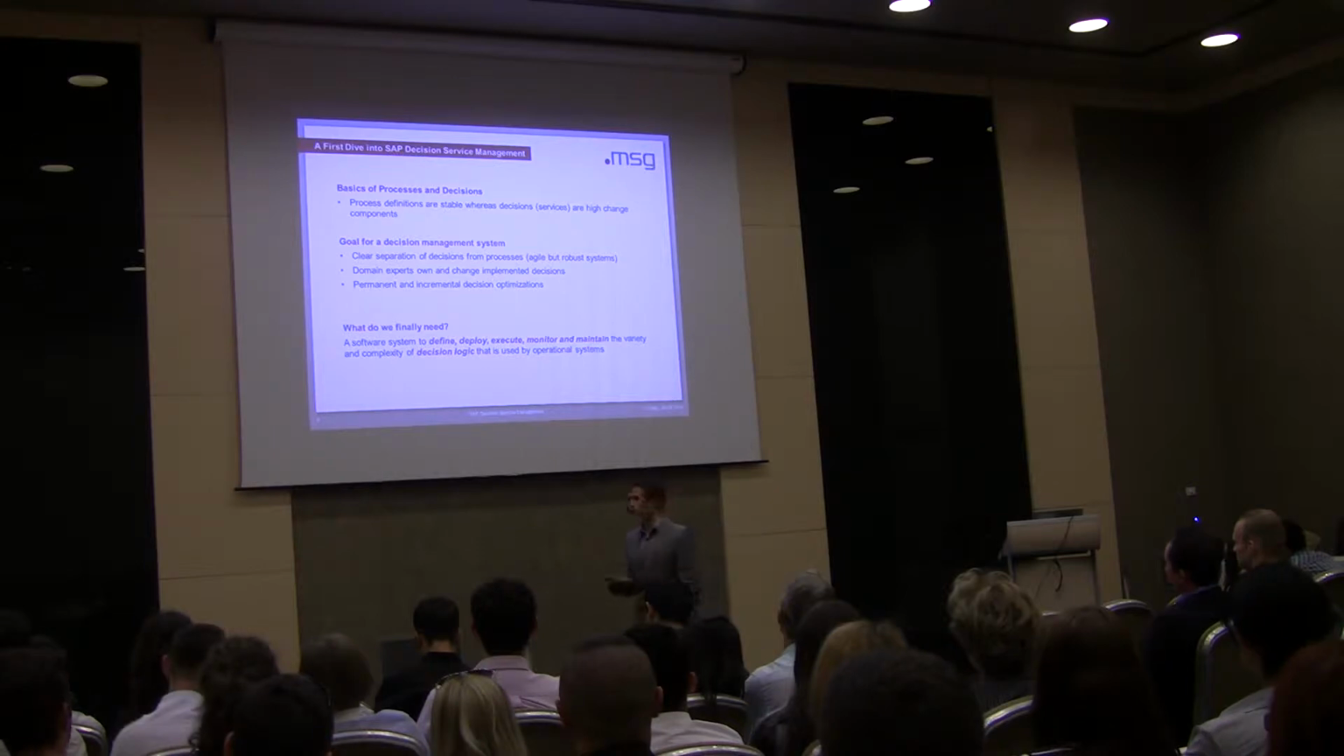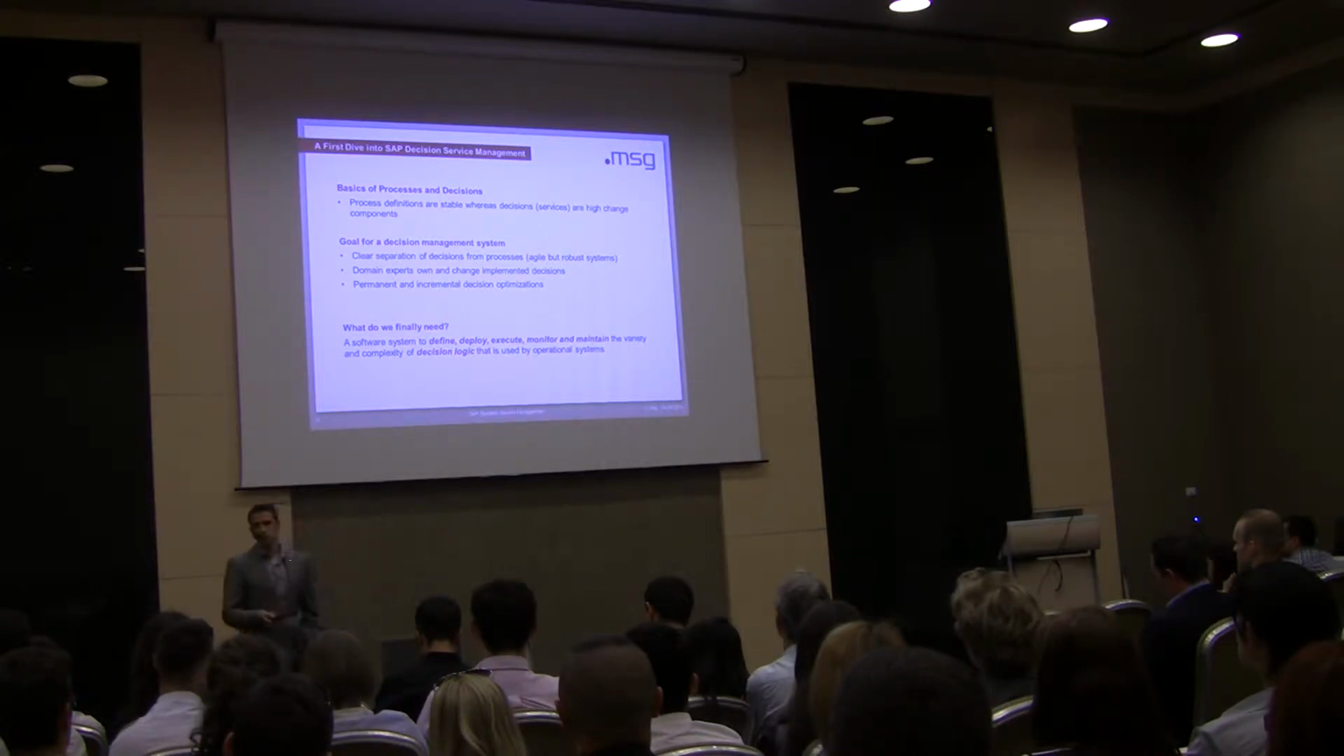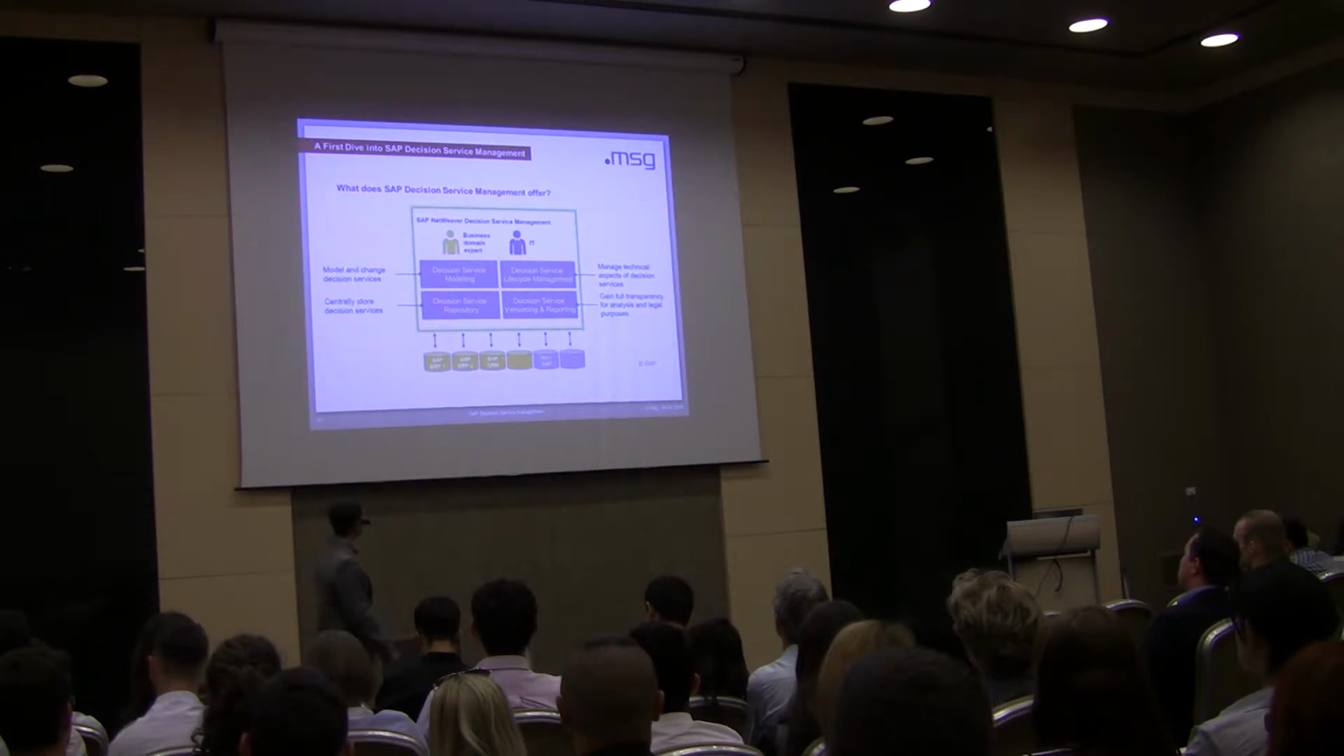So that's what is the goal of such a system. So we need a software system that has quite some stuff to do. It has to define the decision logic, it has to deploy the decision logic, you want to monitor it, you want to maintain it, and what it's all about is decision logic. So let's see what SAP has to offer concerning this stuff. It's a so-called Decision Service Management. And that's the overall architecture of the Decision Service Management.